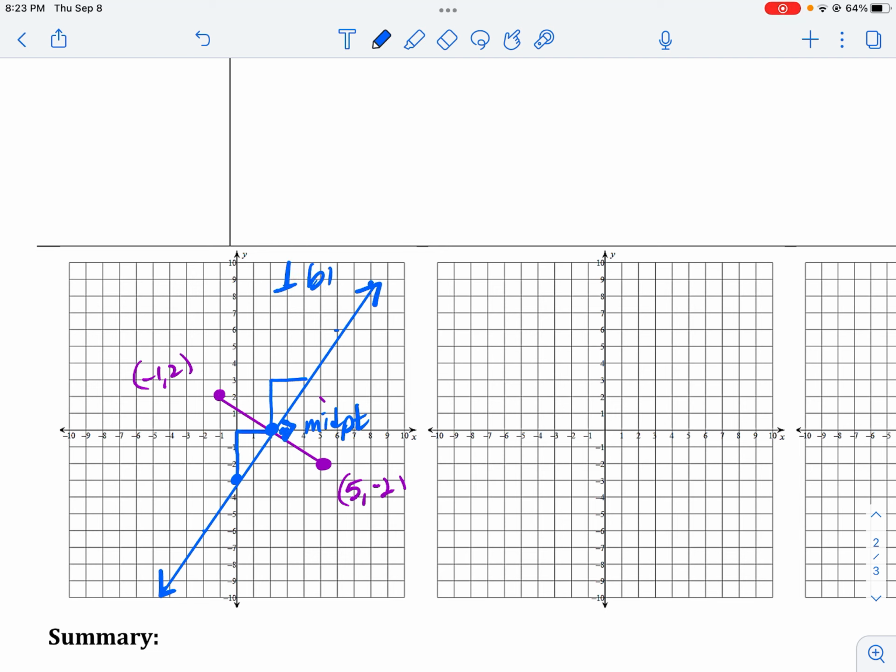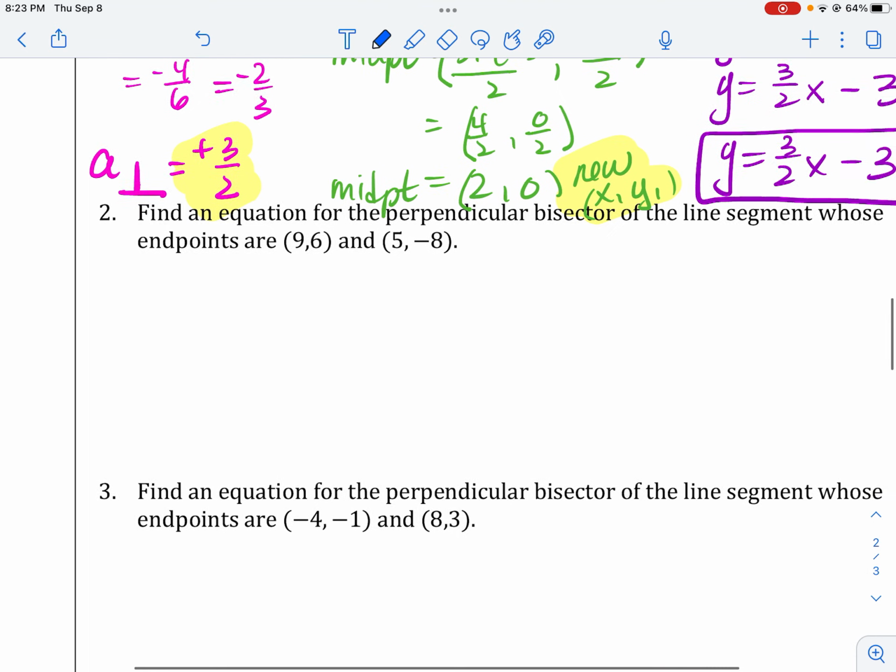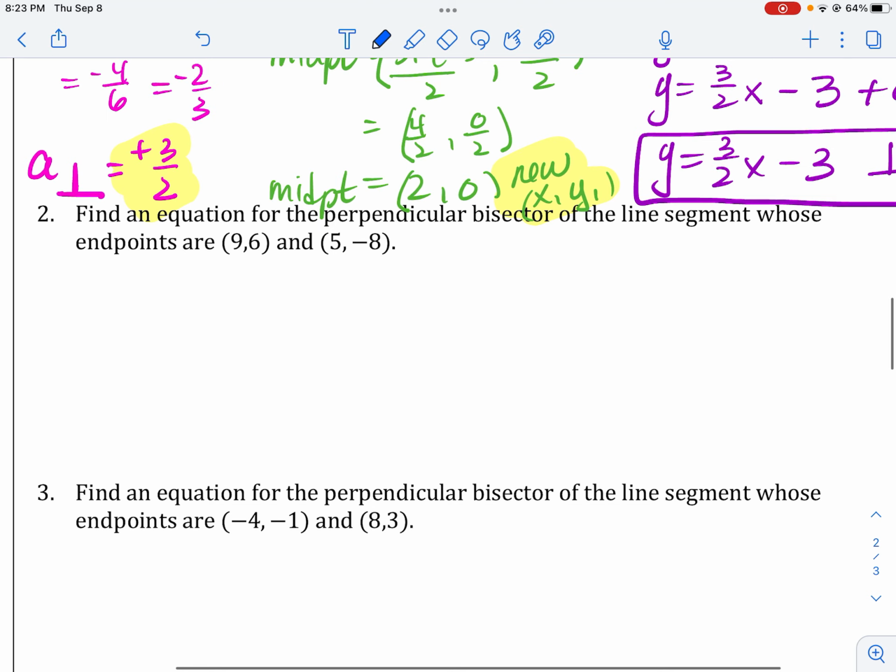This is the perpendicular bisector, y equals 3 over 2x minus 3, with these two pieces being congruent. So let's look at number 2 a little differently.